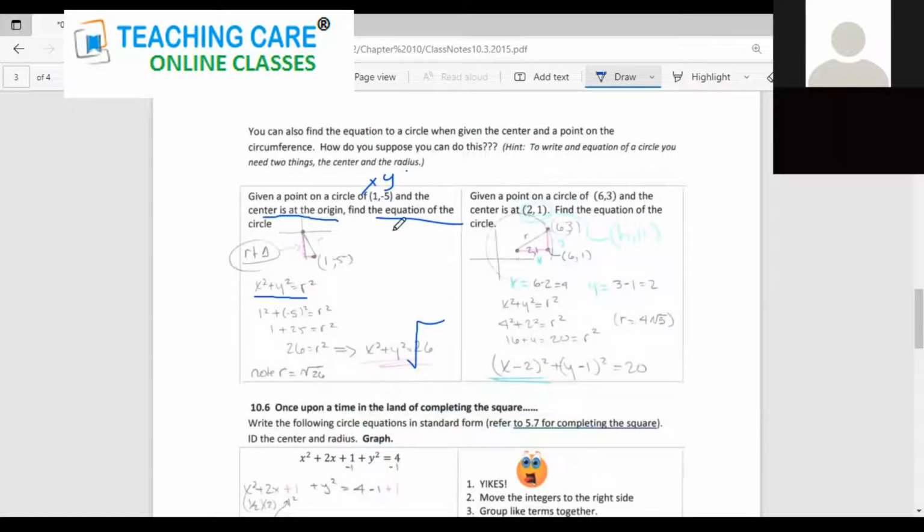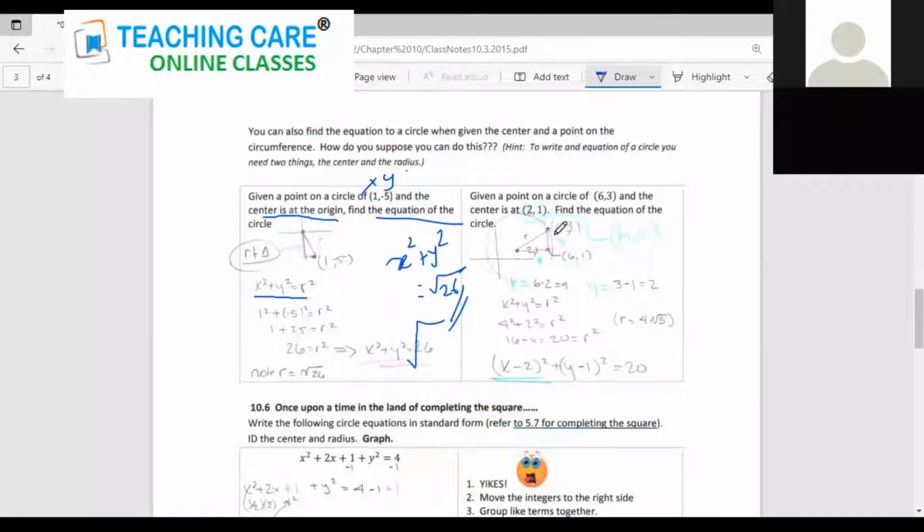Find the equation of the circle. This means, if they have not written x squared plus y squared equals r squared, that is the equation when the center is at the origin. But here the center is not at the origin; its center is at (2, 1). In that case, this way of finding the equation won't work. You can use the distance formula to find the radius.